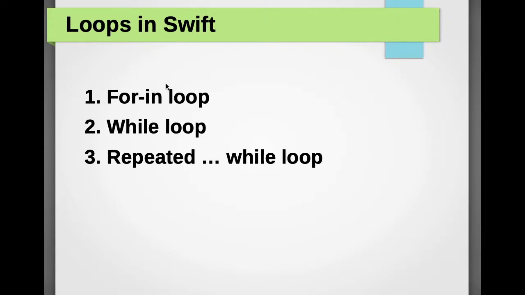So basically Swift uses three loops: for in loop, while loop and repeat while loop. I will show you how to use the for in loop. Next.